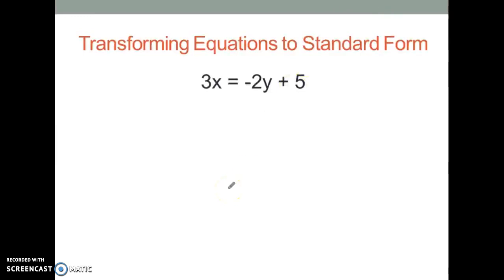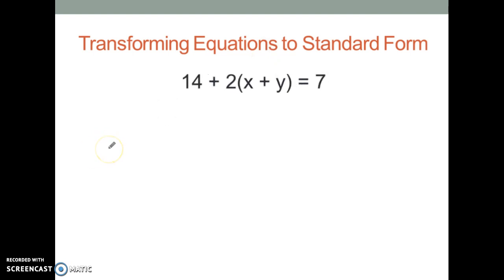So an example of correctly writing something in standard form: if you were to add 2y on both sides, you would be able to move that 2y term to the other side to get 3x plus 2y equal to 5. And now this equation is correctly written in standard form.